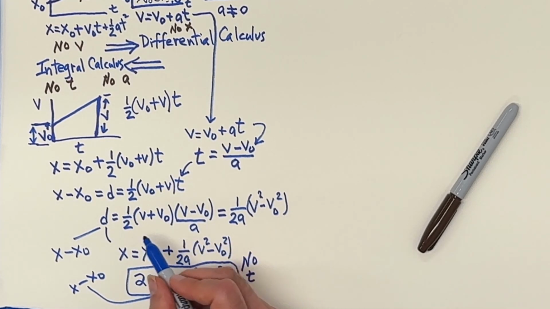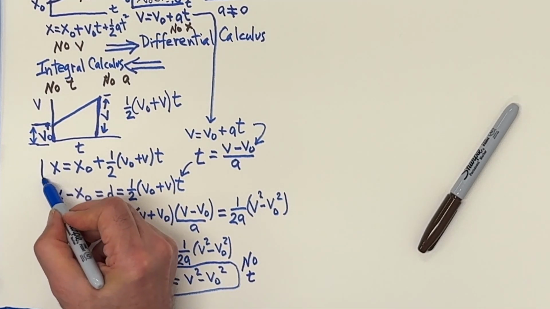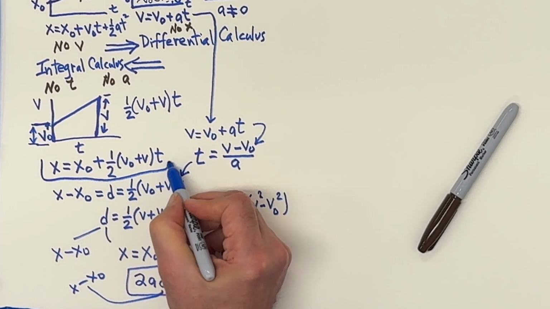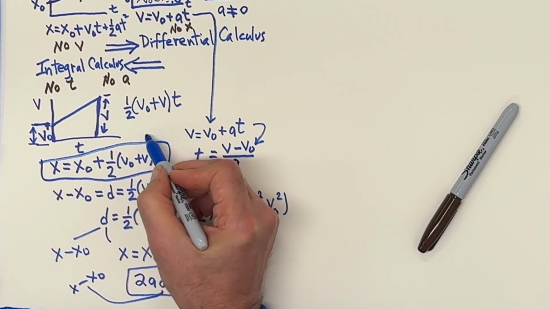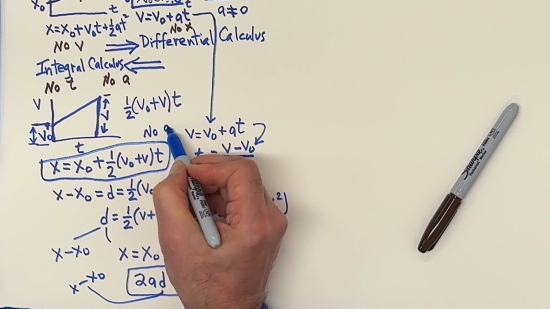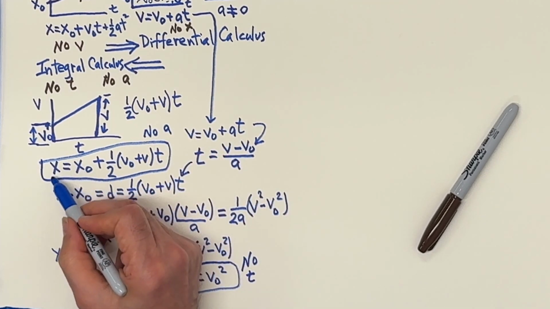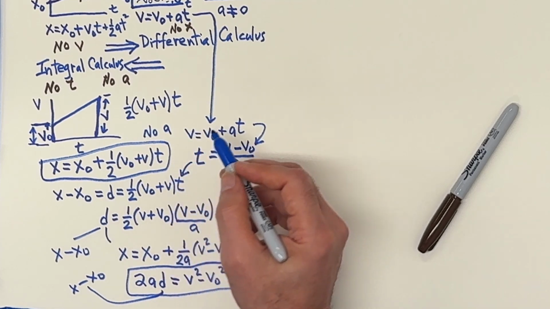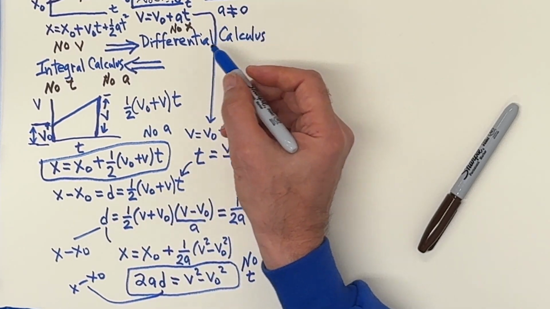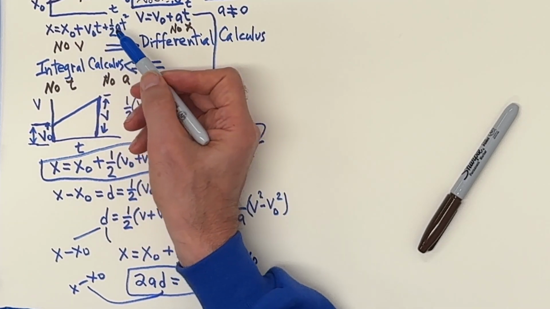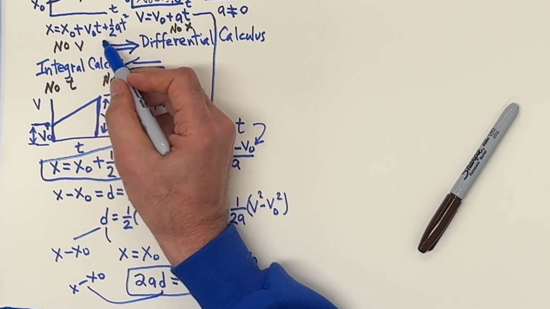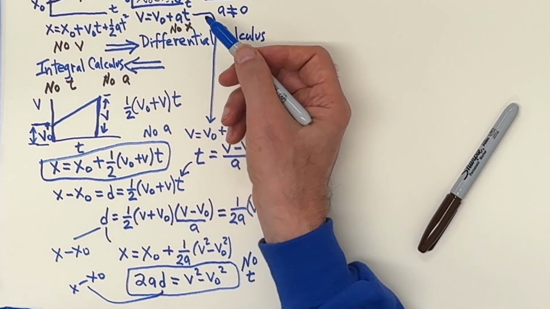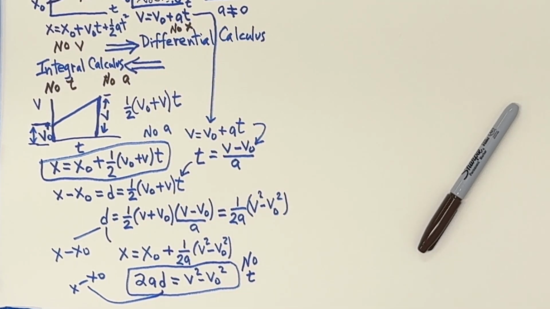And if we go to this one here, we have no a. So you could subtract that x naught and put d equals that if you'd like. And then here, if we go to our original two, this one had no v, and this one had no x. So now we're covered. We have all four cases.